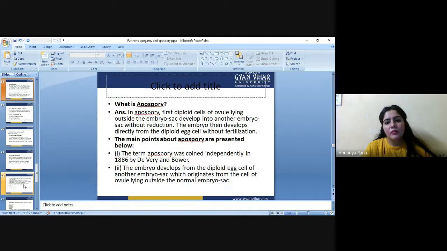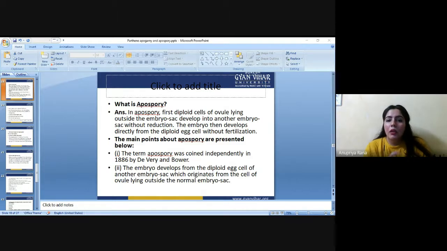Their difference is from what the embryo sac developed. Okay, getting my point. Until now, what we have been studying is the embryo forming from the egg cell, and the embryo sac forming from the antipodal cells or the synergids.